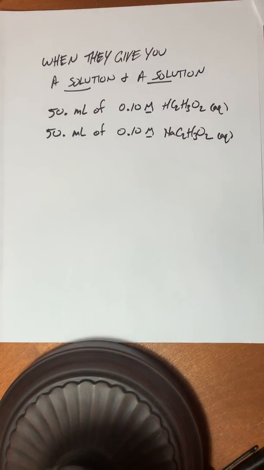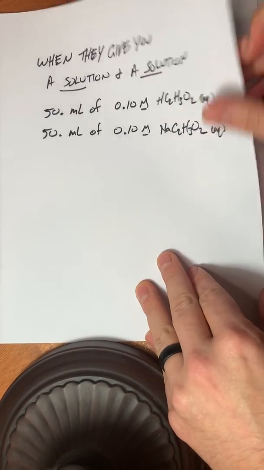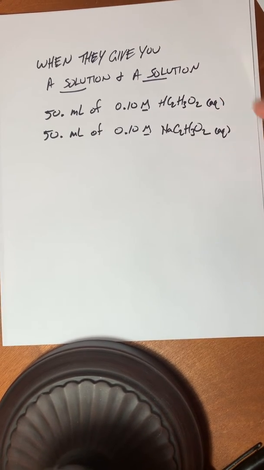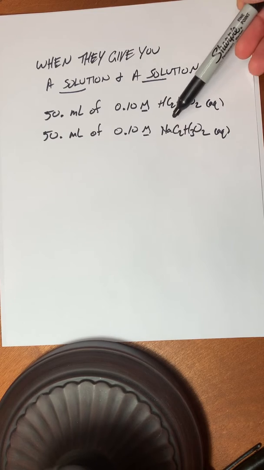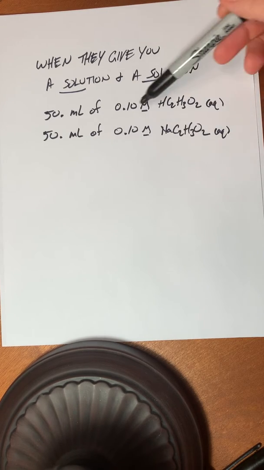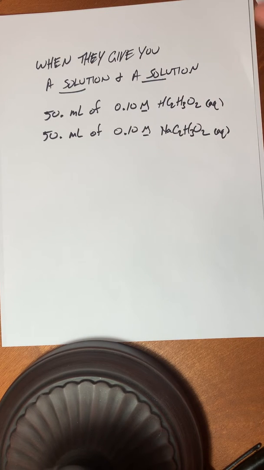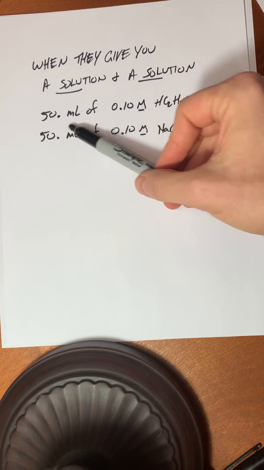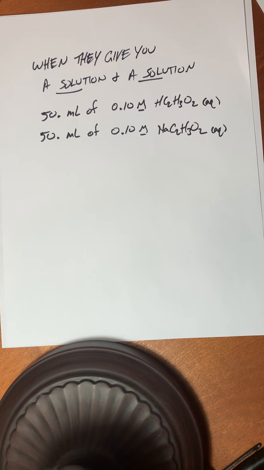Okay, in this next possible way, we are going to create a buffer using the same stuff, but instead of being given solid sodium acetate, you're being given a solution of sodium acetate. This is a little bit trickier because when you mix these two things together, this volume is not negligible. I mean, you're adding 50 milliliters to 50 milliliters. You have to take that into account. And when you're mixing two solutions like this, you have to be careful. So what you need to do is get the moles of each thing and then divide that by the new volume.